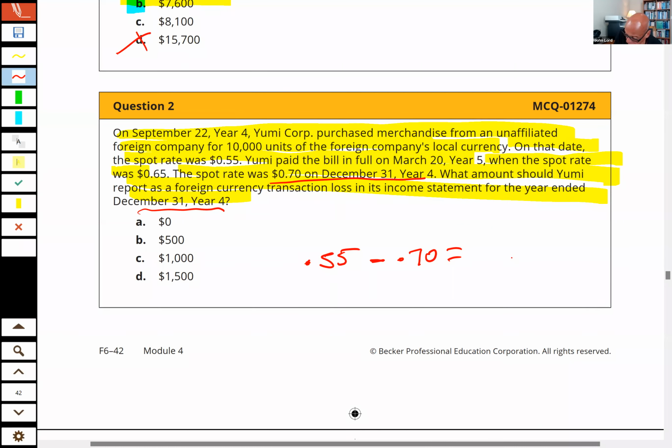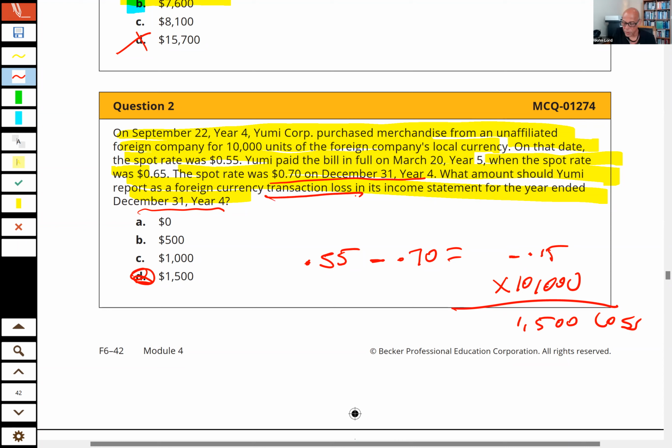And so that means that it has moved against us 0.15 times the 10,000. So that's going to come to $1,500, and it's a loss. Doesn't matter because they told us it was a loss. Some questions might have you say gain versus loss, right? So you'd have to know, if the rates move against me like this, that's a loss.